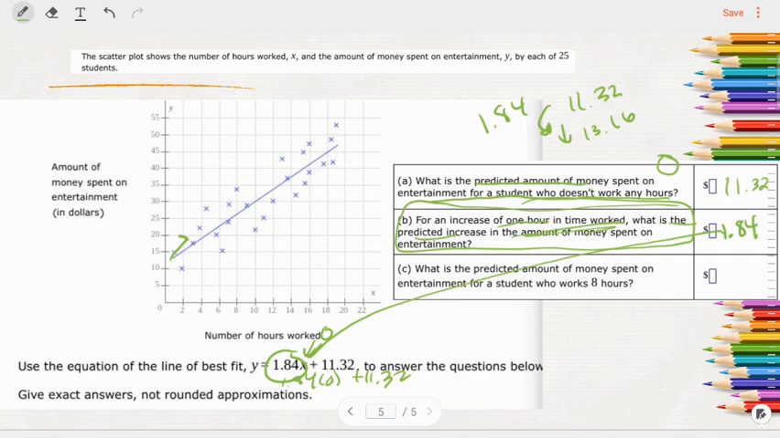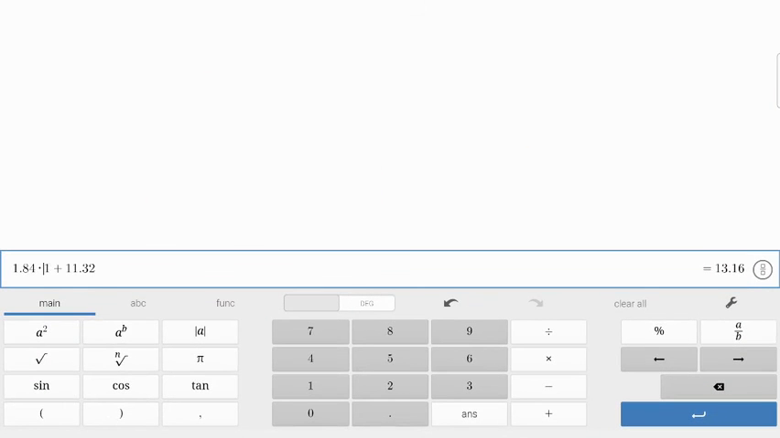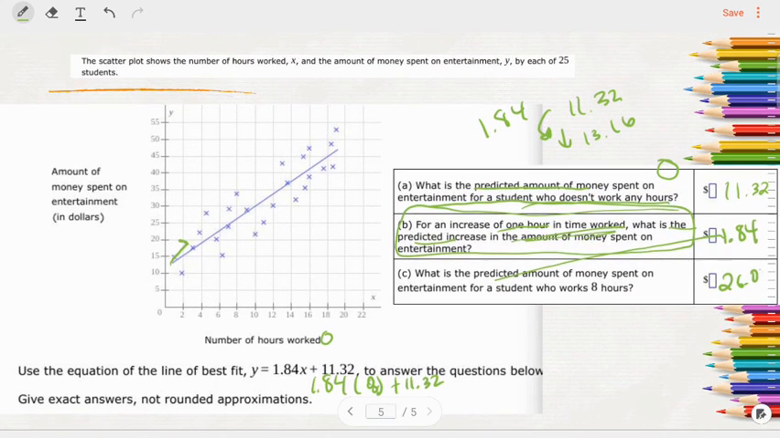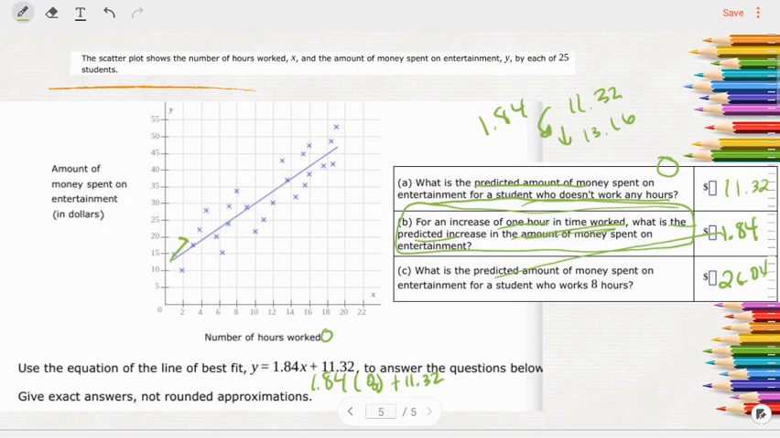The last question, what is the predicted amount of money for 8 hours? So I'm going to go ahead and plug in an 8. 1.84 times 8 plus 11.32. So let's go ahead and come in here. Now, one thing nice about Desmos is you can, if you want to, arrow over and just change that one number. So for 8 hours, I would expect to spend 26.04 cents on entertainment.